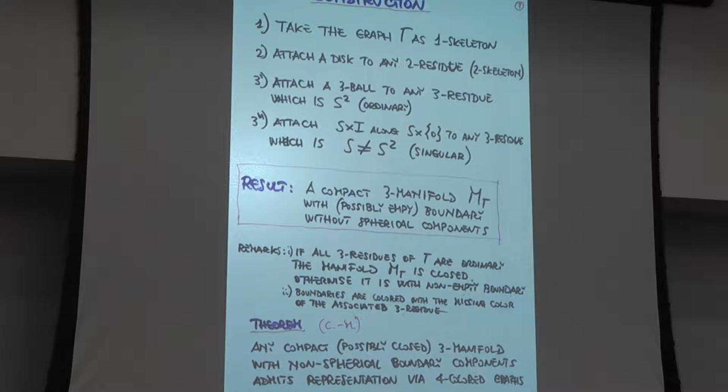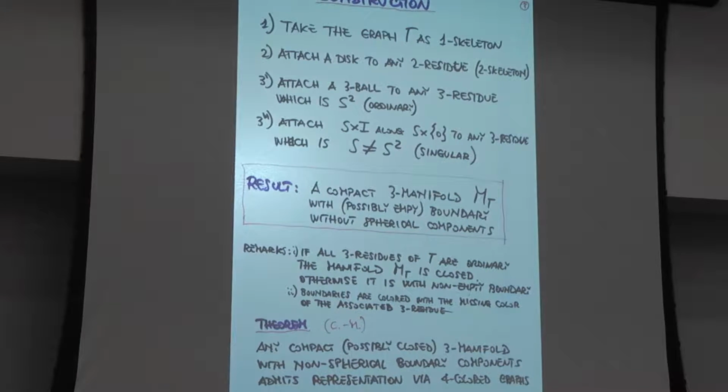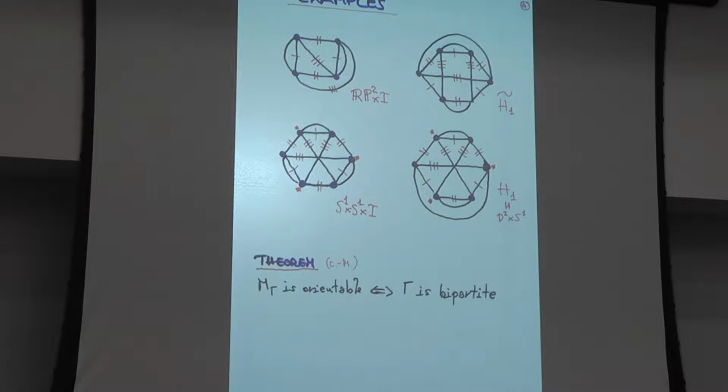That map is surjective but not injective. For any three-manifold, you can have infinitely many different graphs which give the same three-manifold, but this is usual in any representation of three-manifolds. Yes?